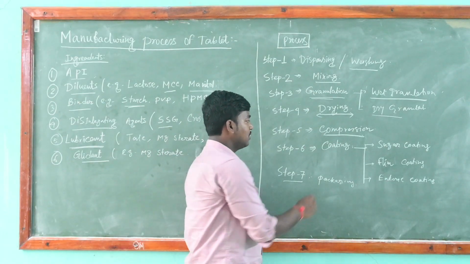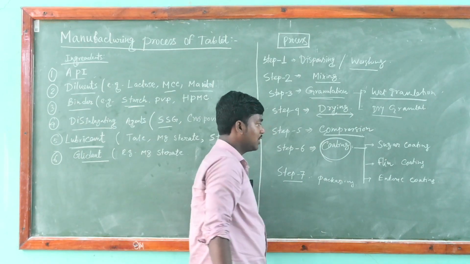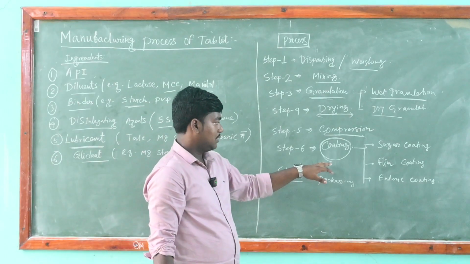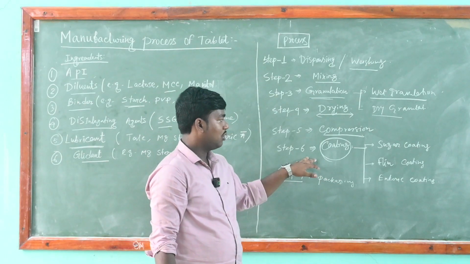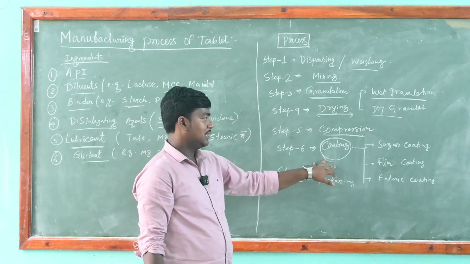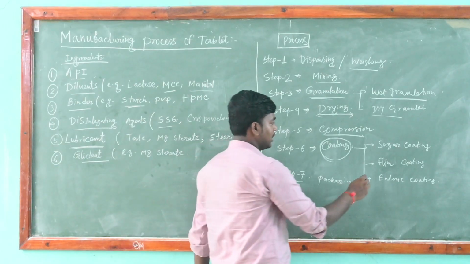The next step is coating. Some tablets, or most tablets, require coating, because coating means we generally add a film or polymeric film around the tablet material. So basically three types of coating are generally used, that is sugar coating, film coating and enteric coating.